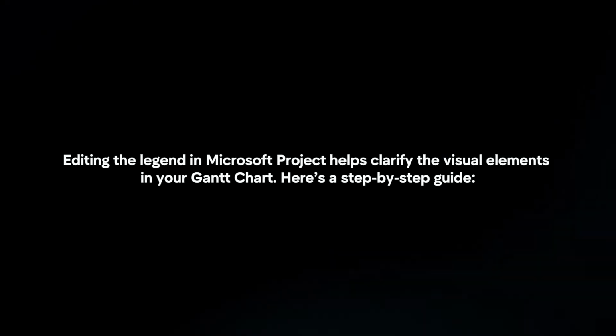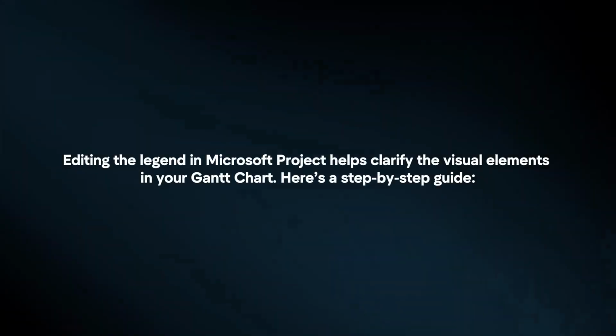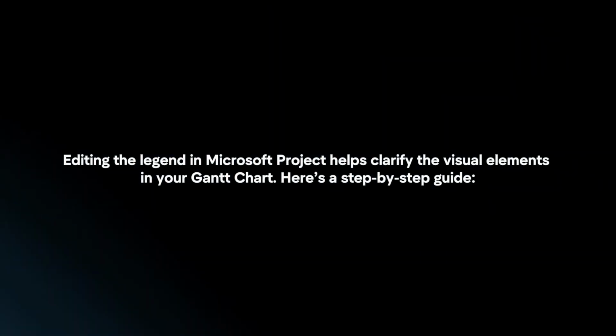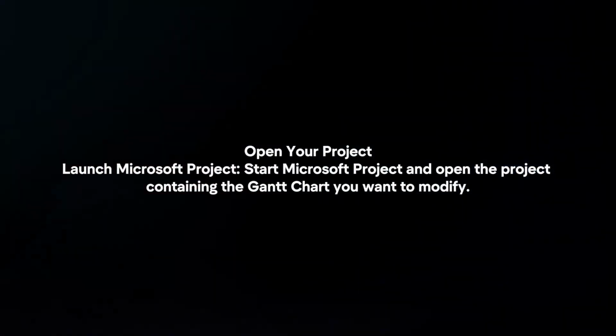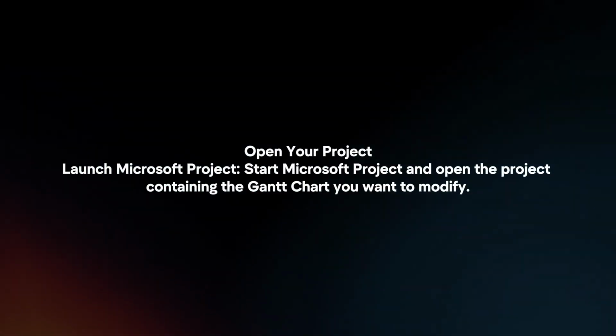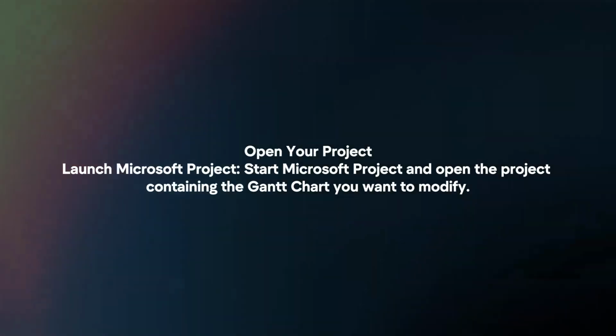Editing the legend in Microsoft Project helps clarify the visual elements in your Gantt chart. Here's a step-by-step guide. Open your project. Launch Microsoft Project. Start Microsoft Project and open the project containing the Gantt chart you want to modify.